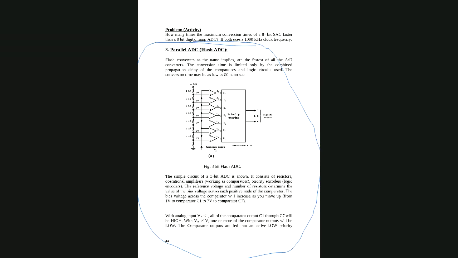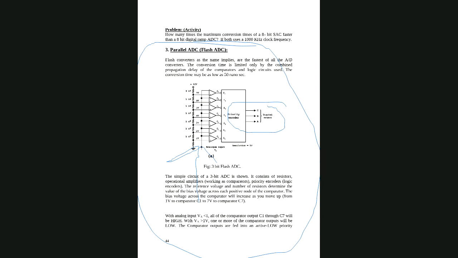It is fastest. Why? You have the analog input from here, and you get the output directly in one step. Input to output. Clear? Input and output, very simple. One step. There is no conversion table, this kind of thing. We directly find the output from the input.